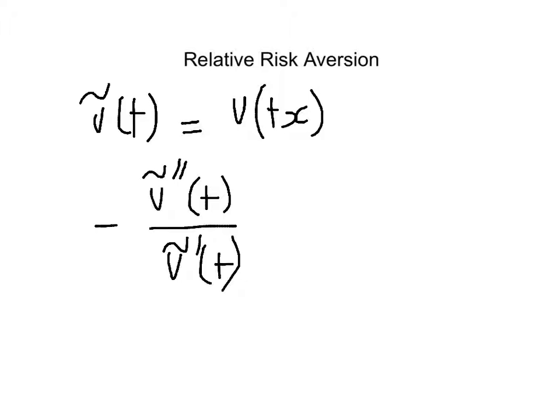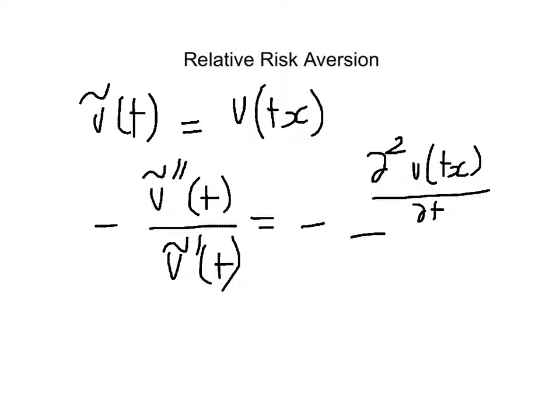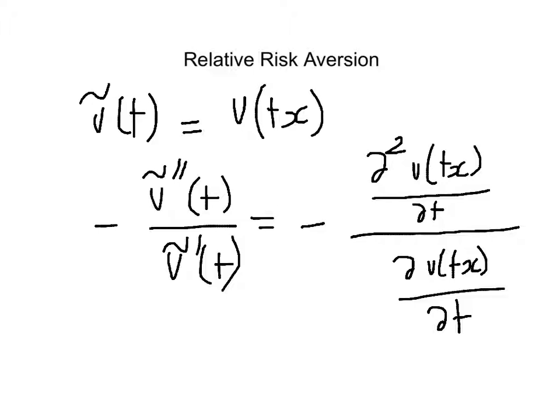So let's look at this ratio. What is this ratio here? It's simply the second order derivative of the utility function with respect to t, over the first order derivative of the utility function with respect to t. So let's think a bit more about what this entails. Let's first figure out the first order derivative.